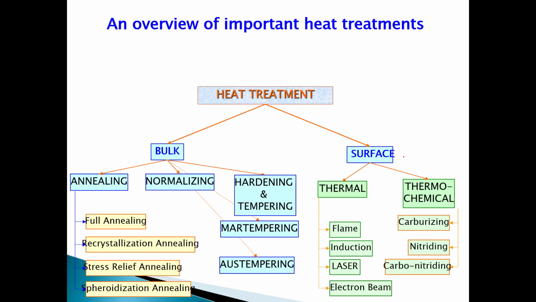Then an overview of the heat treatment process. We have bulk and surface heat treatment. Under bulk we have annealing, normalizing, hardening, tempering, martempering, austempering. In annealing, we have some types: full annealing, recrystallization annealing, stress relief annealing, spheroidization annealing. In surface, we have thermal and thermochemical. Thermal: flame, induction, laser, electron beam. Thermochemical: carburizing, nitriding, carbonitriding.